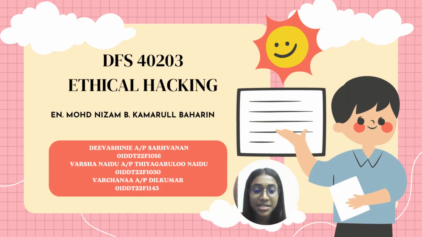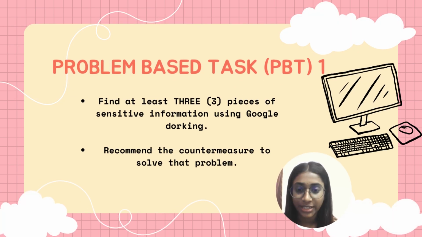My matric card number is 01DDT22F1016. Today my groupmate and I would like to present problem-based task 1. The question is: find at least 3 pieces of sensitive information using Google Dorking. Recommend the countermeasures to solve the problem.